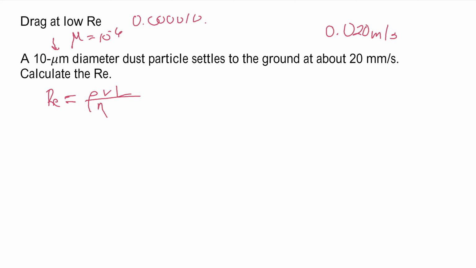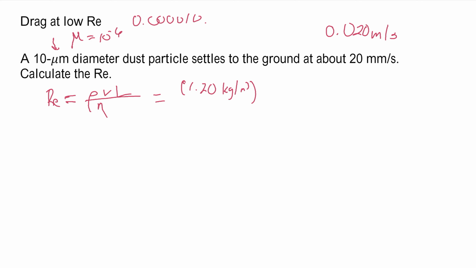Okay, so now it's settling to the ground. What kind of fluid is it in? Air. So we can figure out rho, and we can figure out the viscosity. We are given the velocity, 20 millimeters per second, which we turn into meters per second, and we're given L, the diameter. So we can plug everything in once we figure out rho and eta. What is rho? 1.20 kilograms per meter cubed.